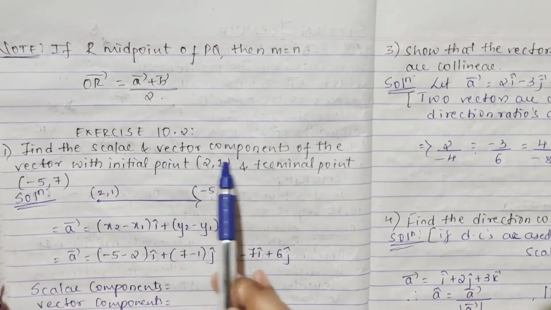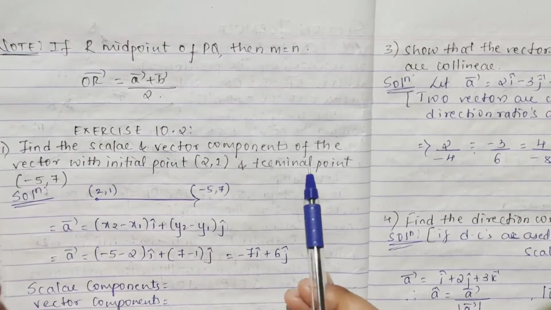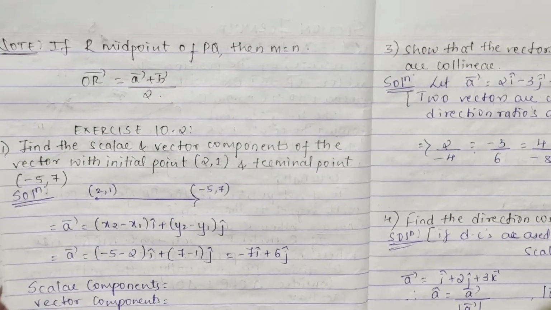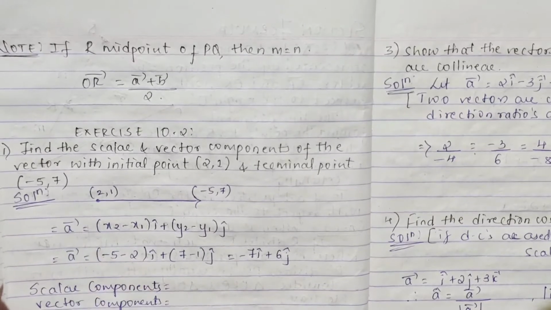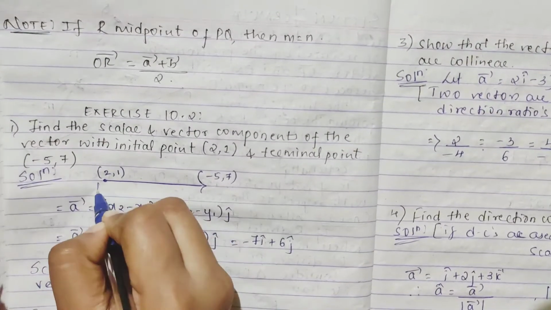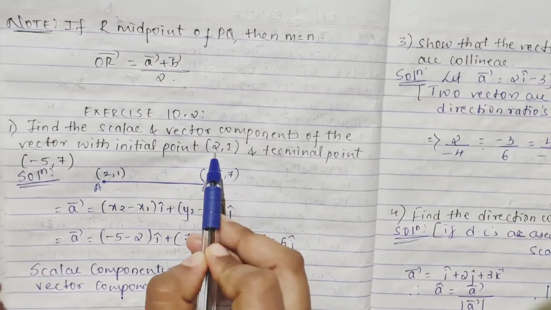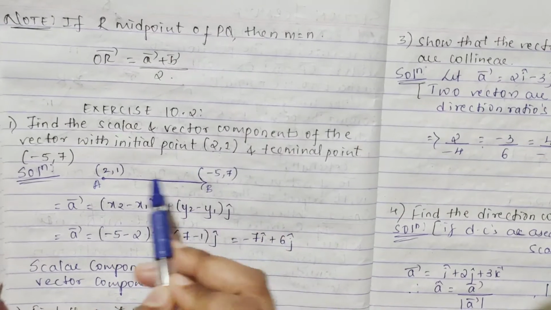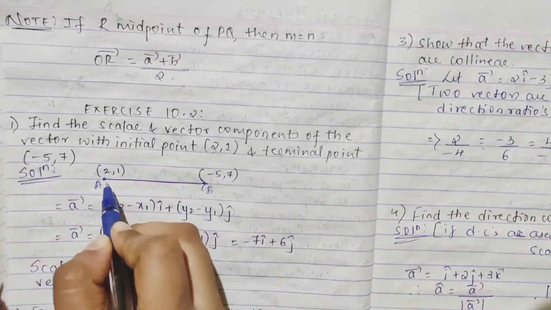Find the scalar and vector components of the vector with initial point 2, 1 and terminal point 5, 7. So initial point and terminal point they have given, and they are telling you to find scalar and vector components. So I have taken my line, if I want I'll take this as AB. See, it is telling with initial point and terminal. Initial point is this and terminal point is this. So your arrow will be in such a way.